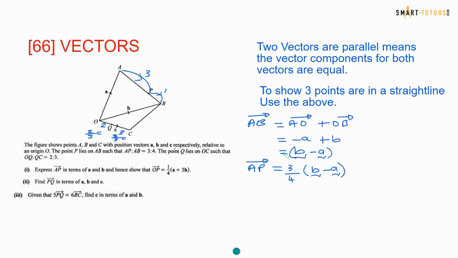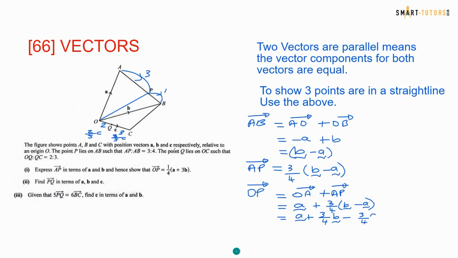Once you find out AP, you can find O to P. So we can find a vector for O to P. OP equals OA plus AP. So O to A plus A to P is 3/4 of B minus A. So A plus 3/4 of B minus 3/4 of A. A take away 3/4 is 1/4 of A, so 1/4 of A plus 3/4 of B. If we take the 1/4 out, it's going to be 1/4 of A plus 3B. So that is the vector they ask you to prove.